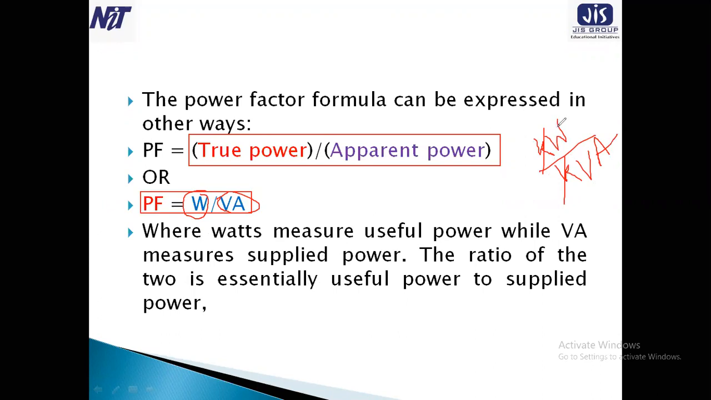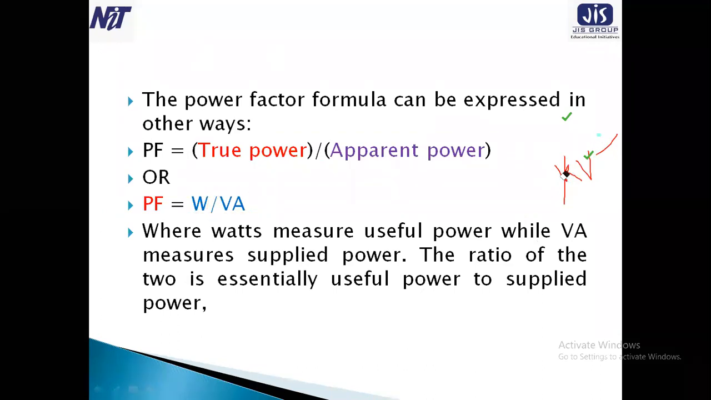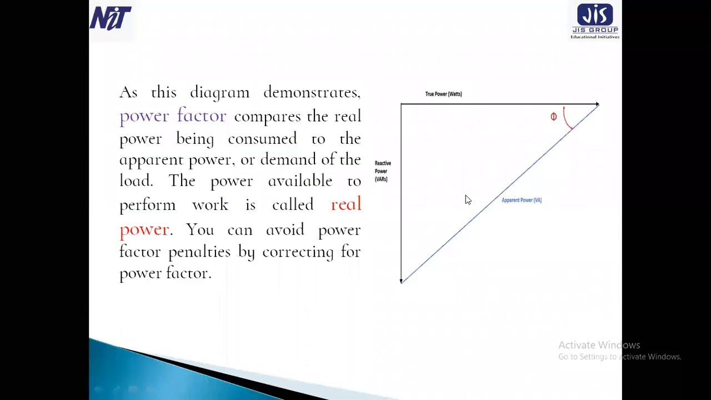So watts is actually measuring the useful power, and the VA, that is the volt ampere, measures supplied power. The ratio of these two is essentially useful power to supplied power. So these are the formulas we can use to understand or calculate the power factor.